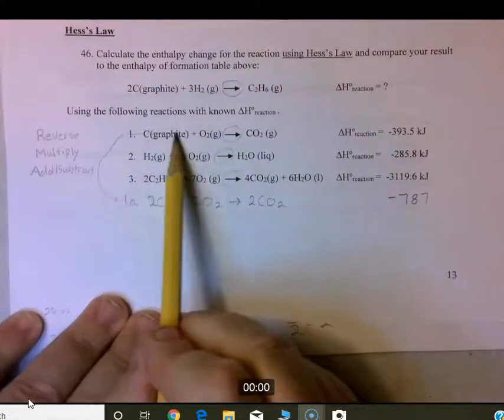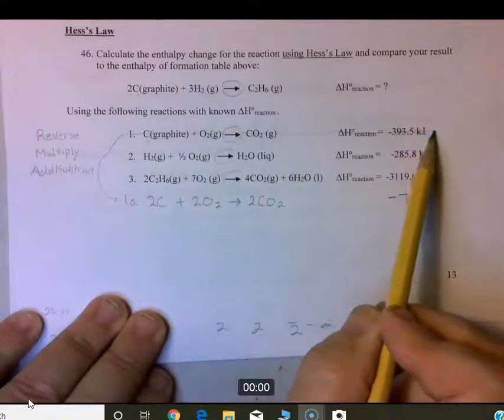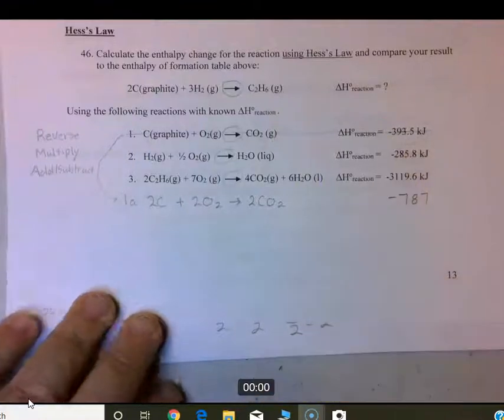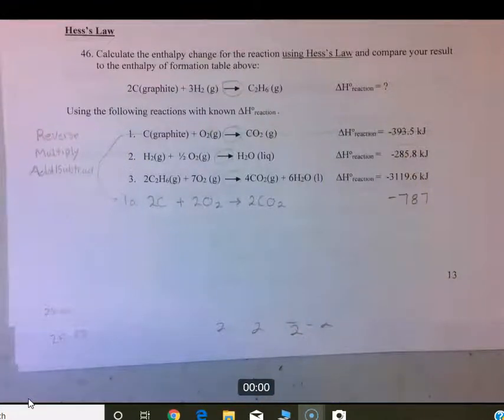I'm lightly going to put a line through it to remember that we've used it, because I don't want to add that number in at the end. That's a mistake that can easily be made.